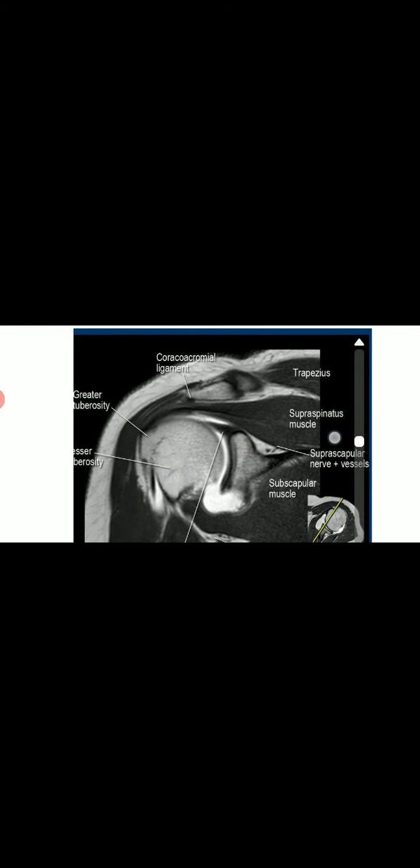As you go a bit posterior, you see the CA ligament, the coracoacromial ligament, and the coracoclavicular ligament. This is the proper subscapularis muscle. Then as you go into the joint, you see the axillary recess, then the biceps anchor and the CA ligament. Now you are able to appreciate the supraspinatus muscle. This is the supraspinatus muscle, fusiform in shape, and this is the insertion.